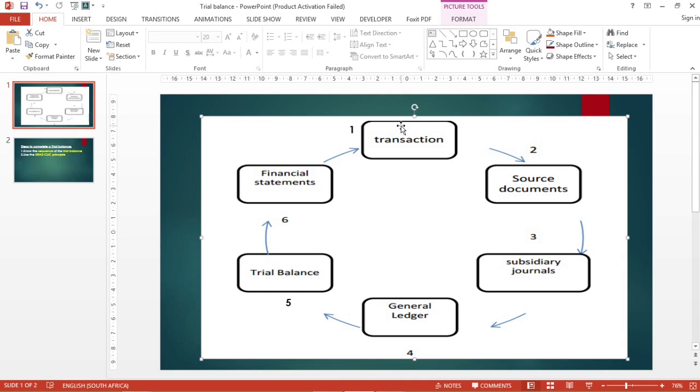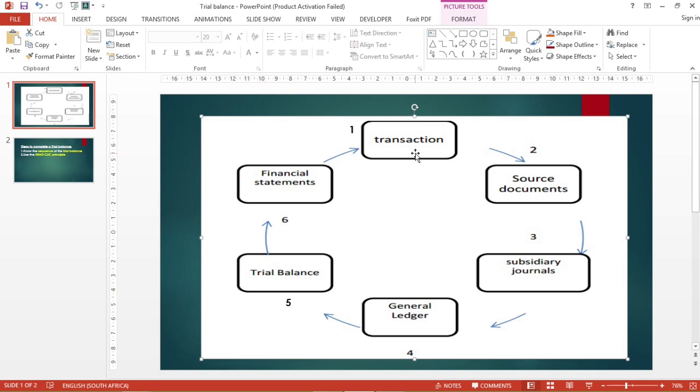Alright, so the first thing that we are supposed to know is our accounting cycle. We've got a transaction, which is the first part of the accounting cycle. You've got source documents, subsidiary journals, general ledger, you've got a trial balance, then you've got financial statements.